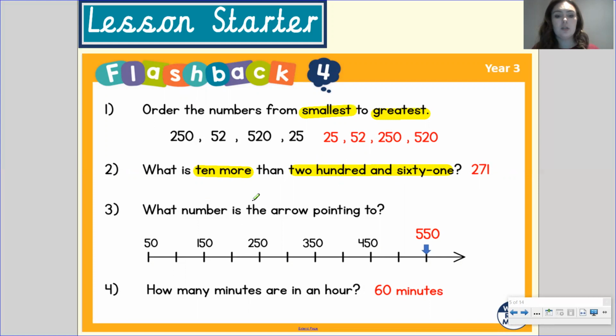Question number 3 says, what number is the arrow pointing to? And you've got a number line below. So you needed to have a look at the pattern that there was to find out what the next number would be. So we can see here that it is going up in jumps of 100. So you needed to add 100 to 450 to get 550. Give yourself a tick if you got that correct. And the last question says, how many minutes are in an hour? There are 60 minutes in an hour, so give yourself a tick if you got that correct.